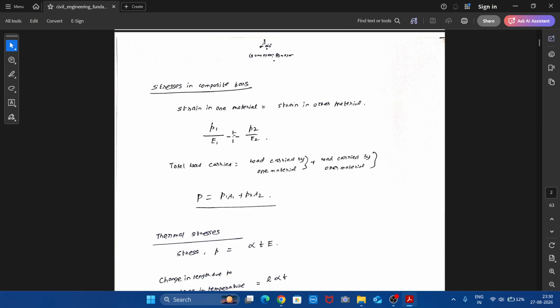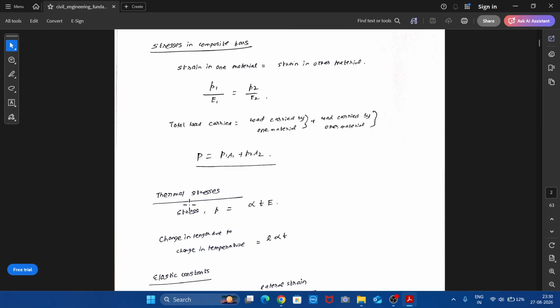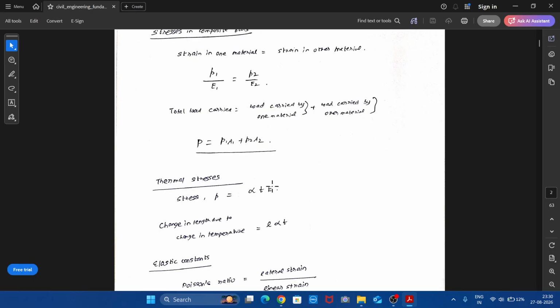Then if you are interested in finding thermal stress, the thermal stress, small p, is given by alpha T E, where alpha is the coefficient of thermal expansion, T is the temperature change, and E is Young's modulus. So the change in length due to change in temperature equals L alpha T. So L alpha T will give the change in length due to change in temperature. Stress is alpha T E, and the change in length is L alpha T.